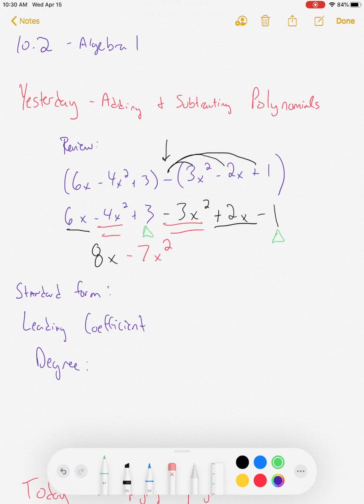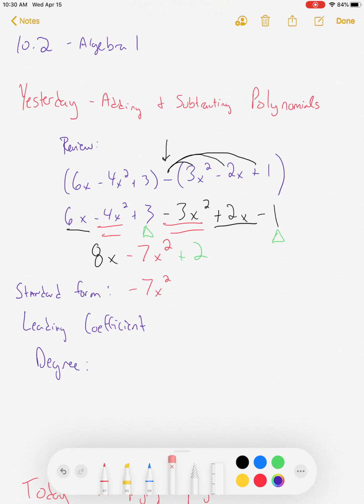And last but not least, we have a positive 3 minus 1. 3 minus 1, you should know that is plus 2. Now, putting this in standard form just means, hey, let's put the highest exponent first, the second highest exponent next, so on and so forth. So my highest exponent is x squared, so I'm going to write this as negative 7x squared. Again, the sign goes with it. It was a negative x squared, so that goes along with it.